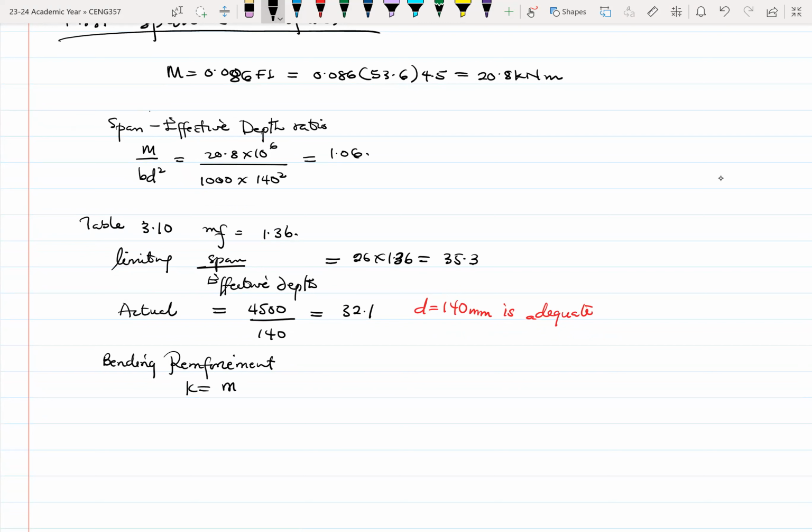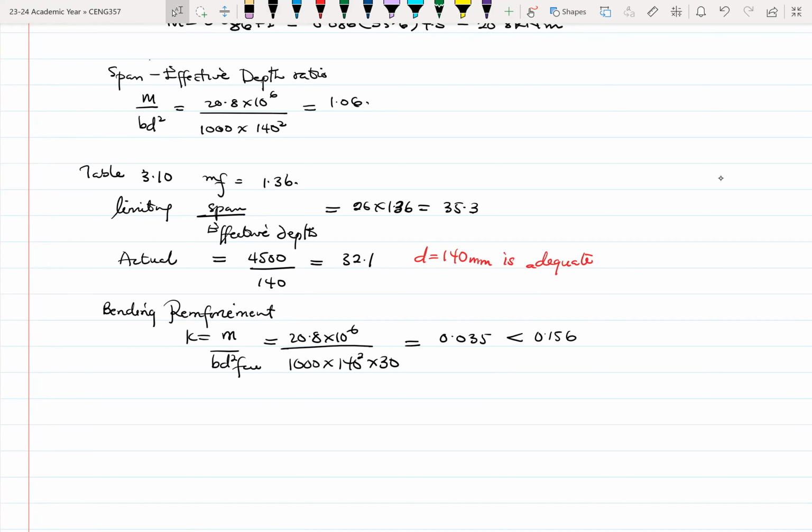So K is equal to M over b d squared fcu. That's 20.8 times 10 exponent 6 divided by b of 1,000 times d of 140, which we just checked is fine, squared, times 30. This should give us 0.035, which is less than 0.156. Mostly you end up with this solution, okay? And because of the low values of K, your z value is mostly 0.95 d. So take note of that.